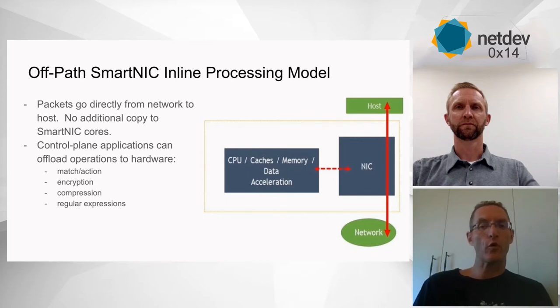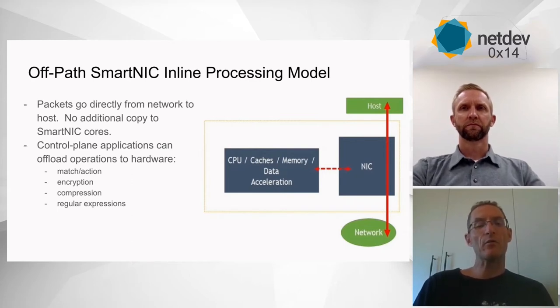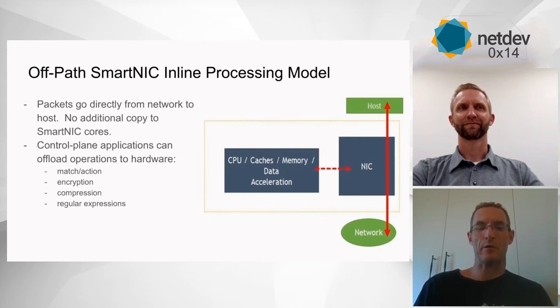And the challenge for control plane applications is to offload their data path to the hardware. Typical characteristics of what you would need to offload would be, of course, obviously match and action. We see also encryption coming up. And the next two in line that we see are compression and regular expressions. All these modifications or transformations are applied on packet processing workloads that we see today. And more of them are already available by 2020 to be offloaded with a rich open source ecosystem that we'll discuss in a minute.